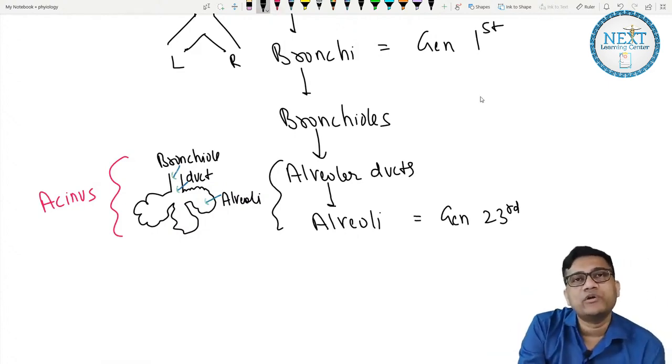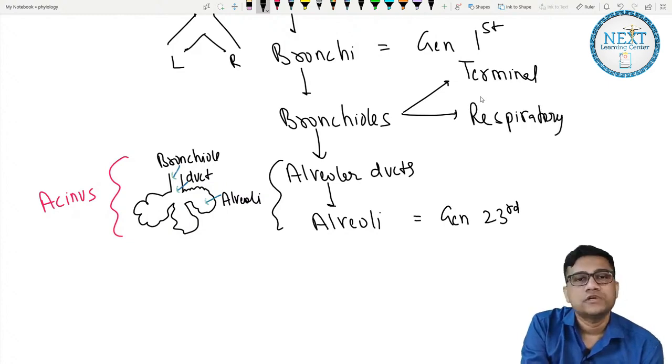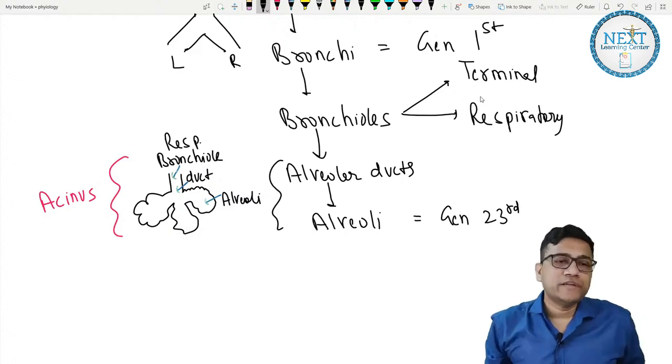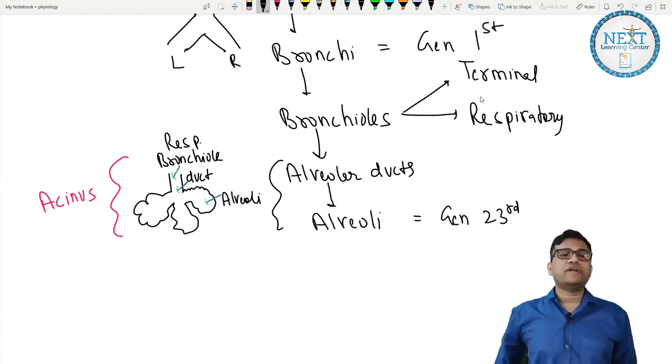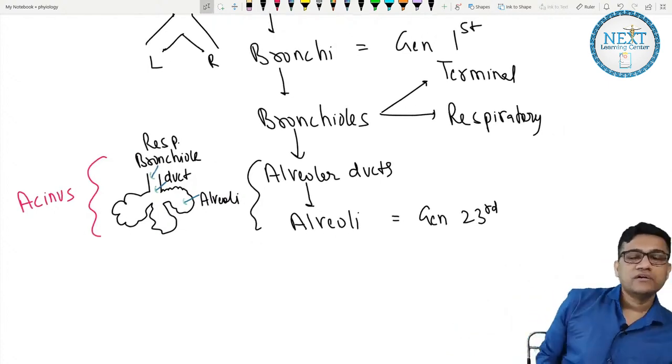So there are multiple bronchioles, primary, secondary, tertiary, but remember the main, there are two. One is terminal and respiratory. So here which bronchiole is this? Respiratory bronchiole. Now are you clear? So respiratory bronchiole is the starting point for acinus. So if they ask you acinus starts from, the answer is respiratory bronchiole.